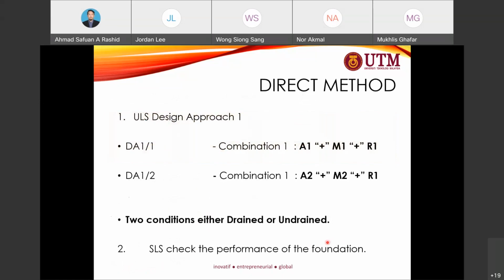So this is the direct method that we may use, ULS design approach 1, where we have combination 1 and combination 2. There are two conditions, either drained or undrained.